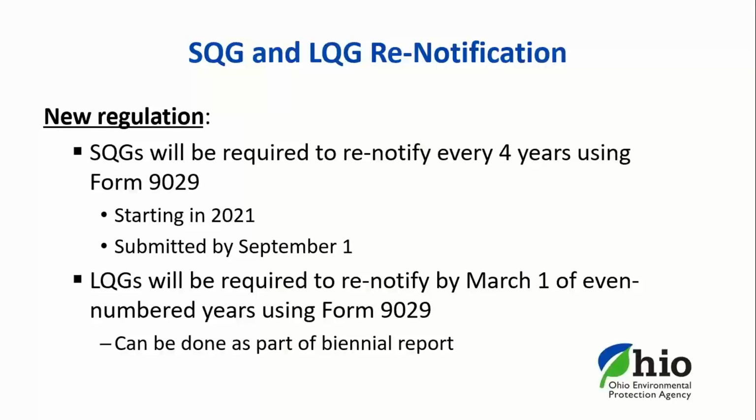Under the new rule, SQGs need to re-notify every 4 years by submitting Form 9029 by September 1st, beginning next year. LQGs need to re-notify March 1st of even numbered years, which is the same time that the biennial report is due, so it can just be done as part of that report.